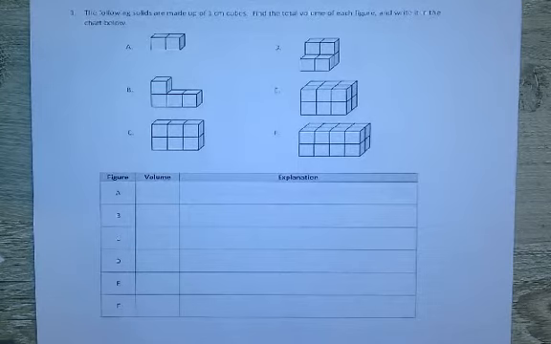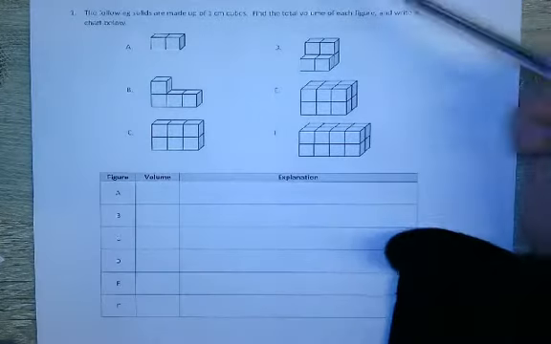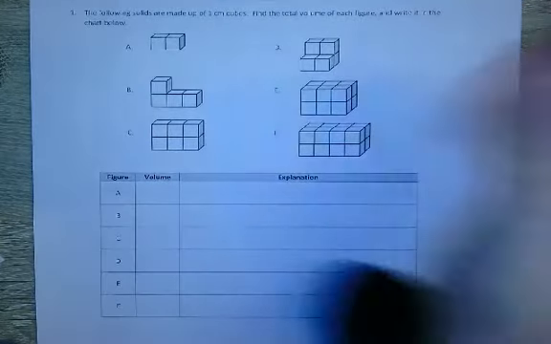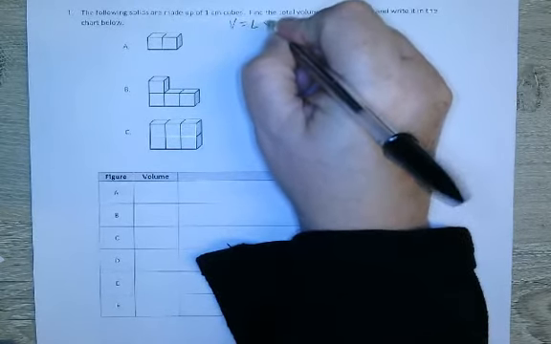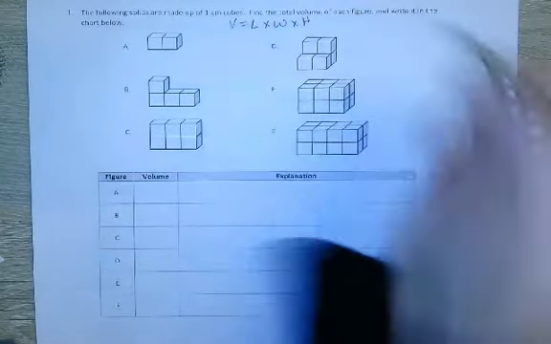So before we begin, let's go over our volume formula for finding the volume of these pictures of cubes. So our volume formula is volume equals length times width times height.